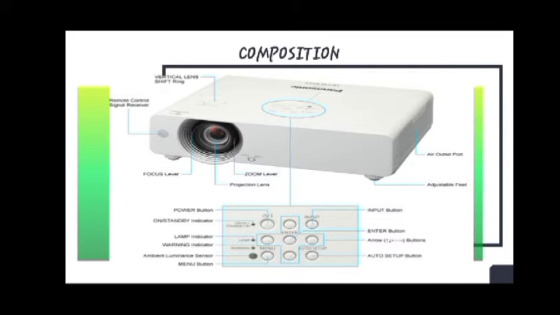Composition of LCD projector. At the top we see some menu buttons for input, enter, arrow and auto setup, power button, on stand, lamp, warning, etc. On the right side we see the air outlet, on the downside we see adjustable feet, on the front side we see the zoom lever, projection lens, focus lever, and there is also a remote control signal receiver.